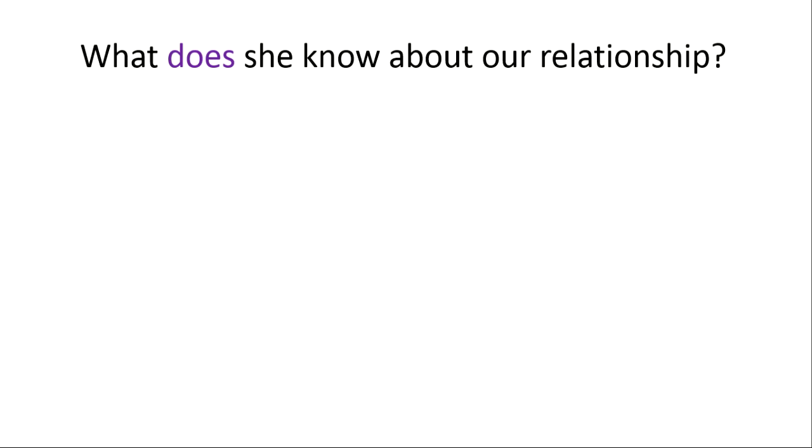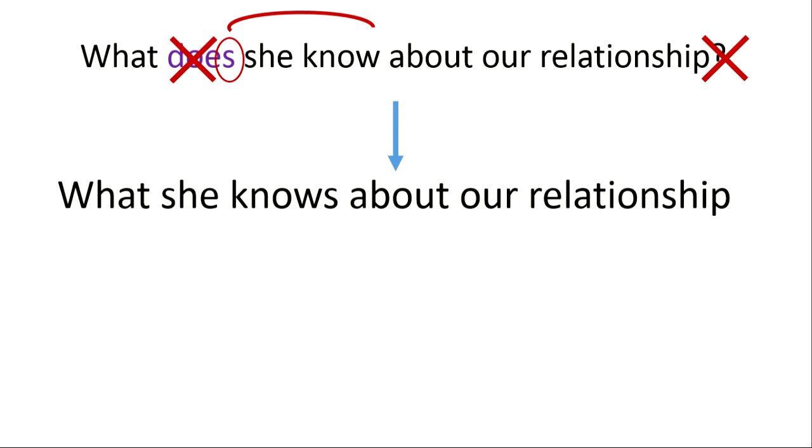Here is another example. This time we are going to work on does, which is a little bit different from do. Let's see what happens. First, as usual, we get rid of it and the question mark. But there's this third person singular s. We have to move it to the verb, and we have this, what she knows about our relationship. This is the noun clause that we have made out of the question.